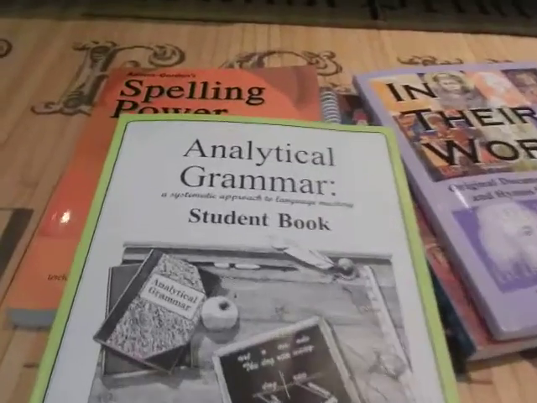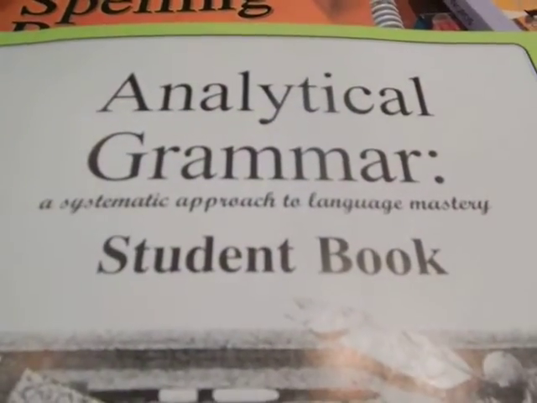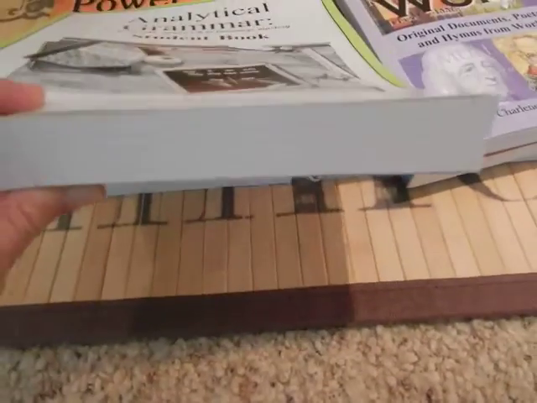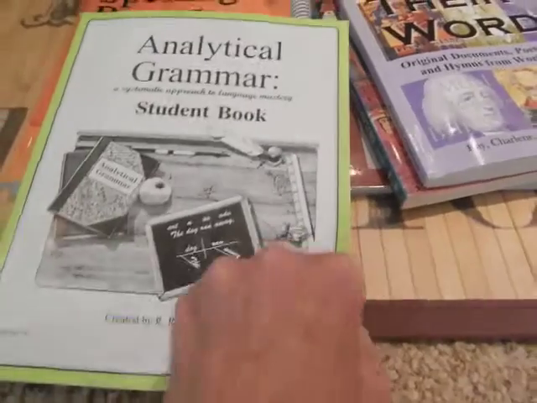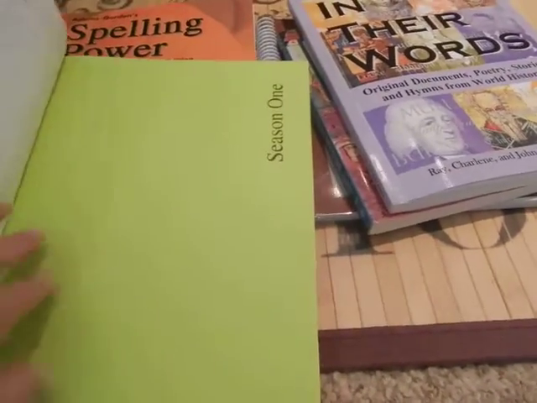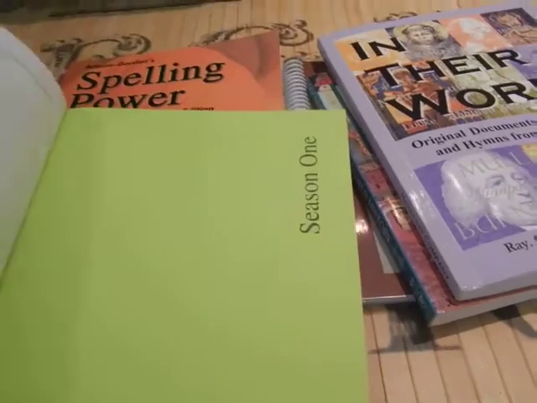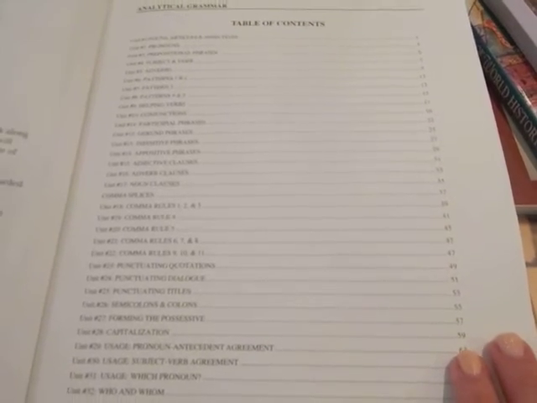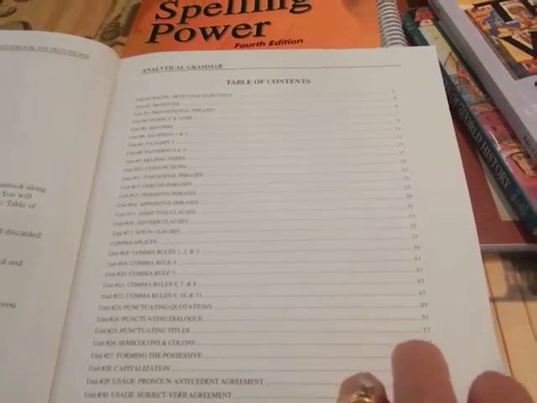For grammar, we are going to be using Analytical Grammar, a Systematic Approach to Language Mastery. And this is a really big, thick workbook, and it goes in 3 different levels. They're called seasons. And let's see, so here's the table of contents. For some reason I can't get this to focus. Okay, well, I'll just read it. They're broken into different units: nouns, articles, adjectives, pronouns, prepositional phrases, and it goes all the way through.